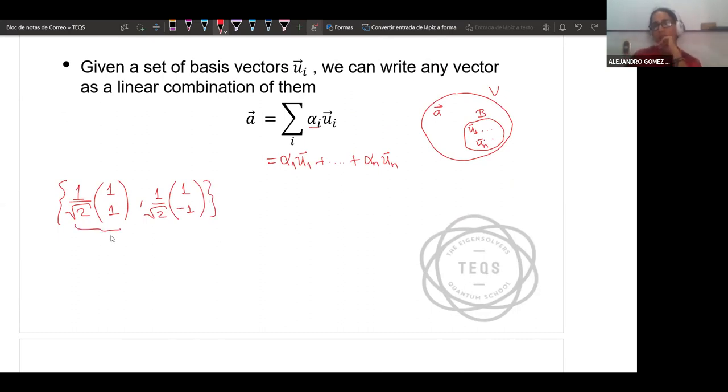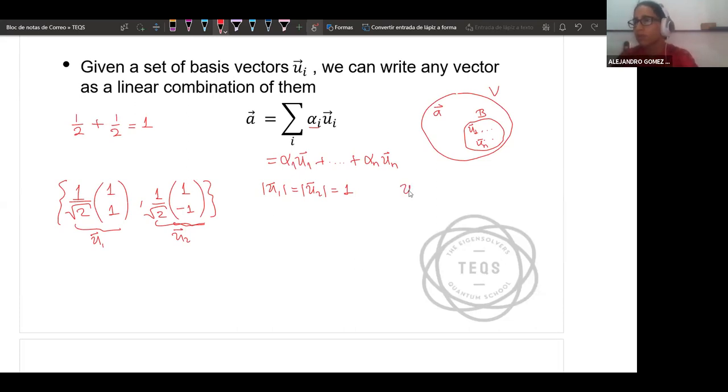So this is the first vector u1, this is u2. We can check that the magnitude of those vectors equals 1, because it's the sum of the components squared. So the first component squared is 1/2, and it's the same for the second component, 1/2, so we get 1. So yes, the magnitude of those vectors is 1.